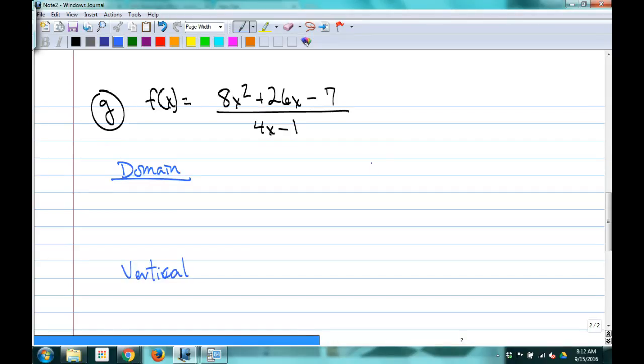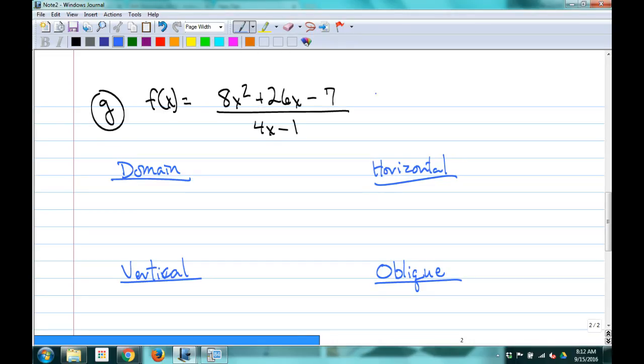vertical, horizontal, or oblique. Spell oblique. All right. So, does that numerator factor? Multiply to be -56 and add to be 26. I don't know anything that does that.